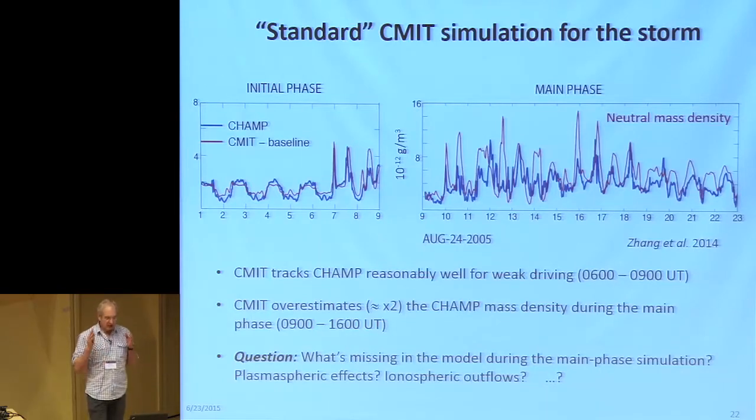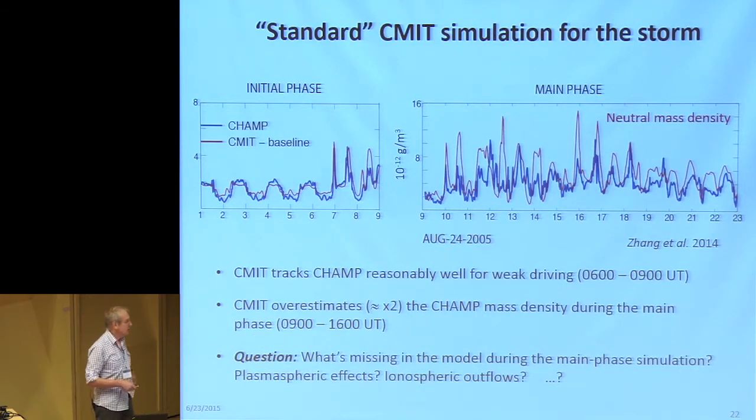Okay, so now let's take the CMIT simulation and apply it to the storm, the solar wind data I showed earlier, and see what comes out of it. This is the initial phase that was studied using TIMEGCM earlier by Crowley, and this is the main phase. The red curve is the CMIT result, and the blue curve is the CHAMP data at each of these times. CMIT tracks CHAMP reasonably well for weak driving, but when the driving ramps up and you start getting a significant thermospheric response, it overestimates by a factor of 2 or more in some cases what CHAMP records.